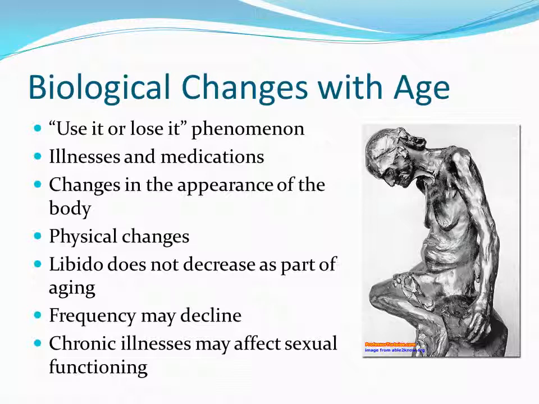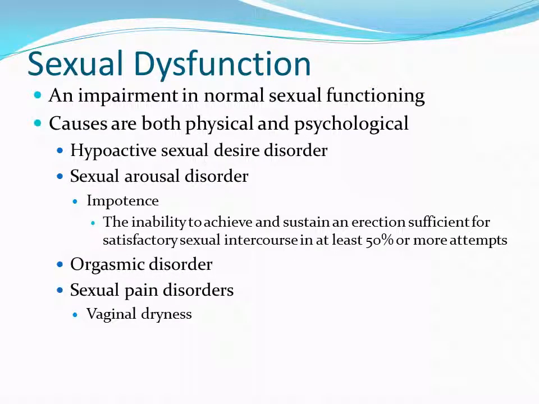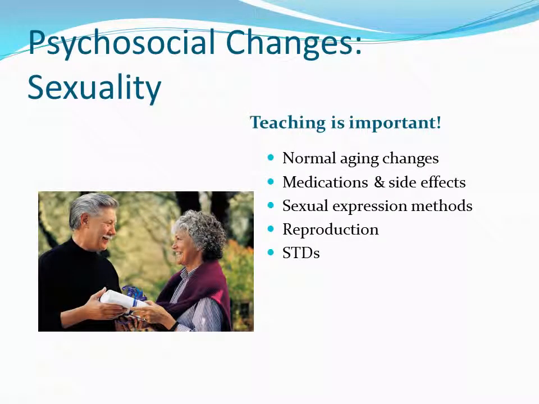Chronic illnesses that can affect sexual functioning include arthritis, cardiovascular disease, CVA, COPD, diabetes, and cancer. Dysfunction is often caused by an underlying medical diagnosis. Sexuality needs in long-term care facilities should be addressed. Long-term care facility residents have the same rights as non-institutionalized elders have to engage in or abstain from sexual activity.